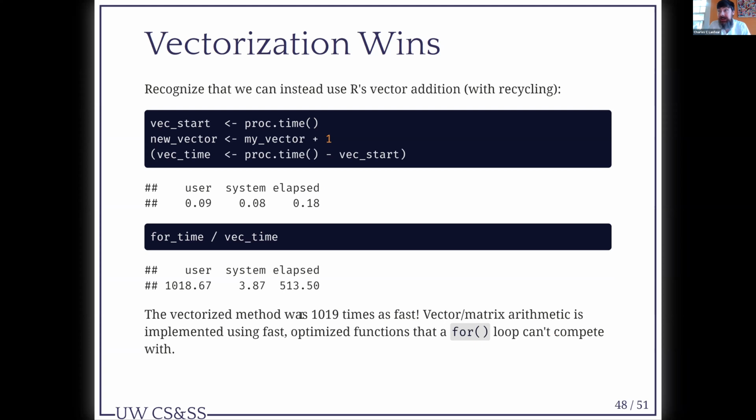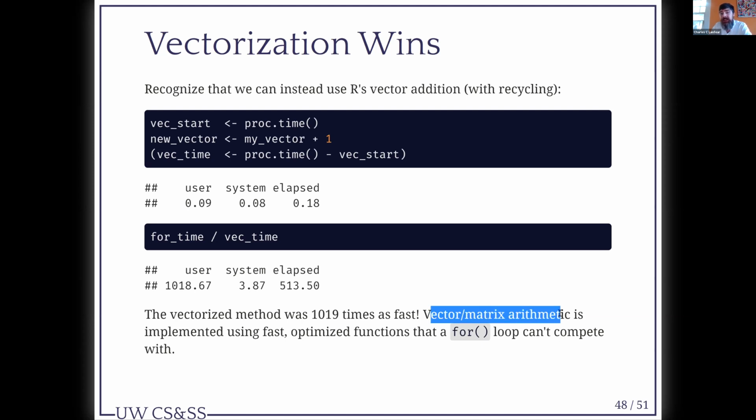A better way to do this would have been to just take advantage of R's vector addition. If I say my vector of length 100 million plus 1, R immediately makes a plus 1 vector of length 100 million and does this entire operation in parallel. Every one of those additions done simultaneously. I assign this to new vector. This took 0.18 seconds to do the exact same operation, okay? So this method was 1,019 times faster when these slides were generated, okay?